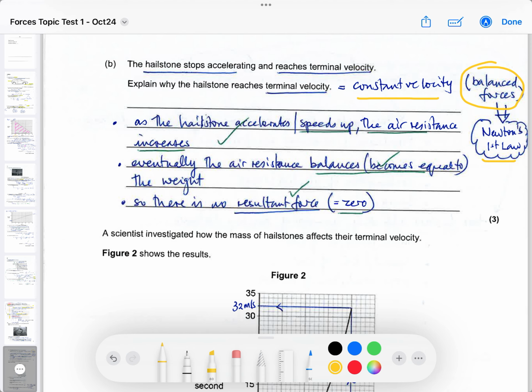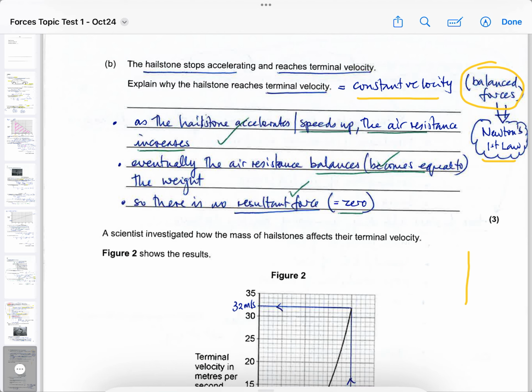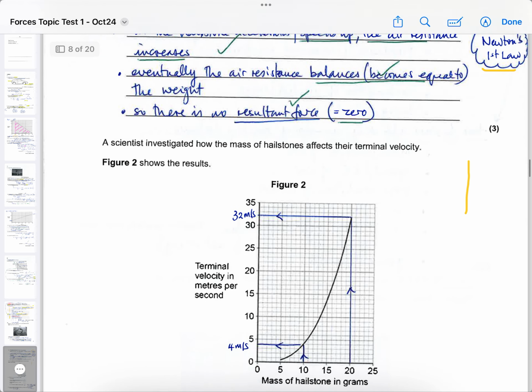So that's how you get your 3 marks, the 3 bullet points I've put. Hope that makes sense. Okay, I'm scribbling on the screen in yellow.